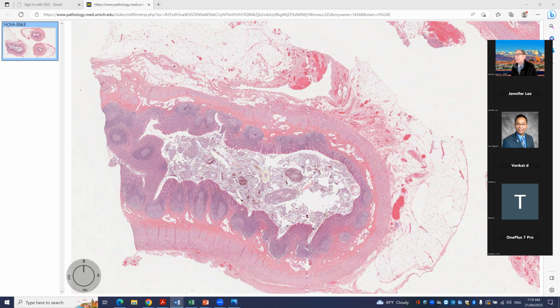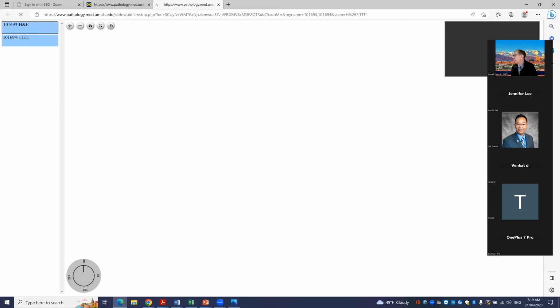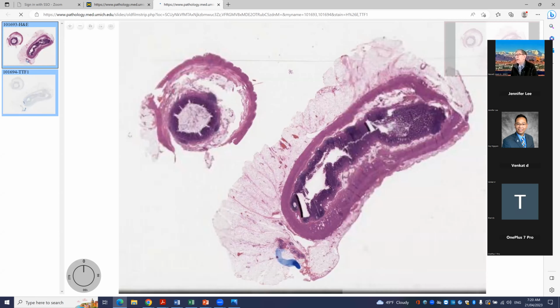And we'll see if it pops up here the way I'm hoping it does. Here we go. Opening, opening, opening. The history here was a 35-year-old woman undergoing surgery for an ovarian mass.